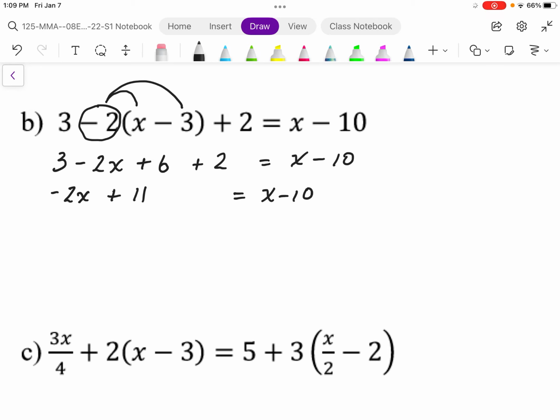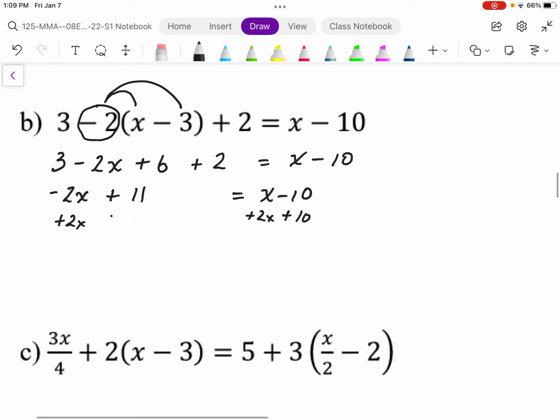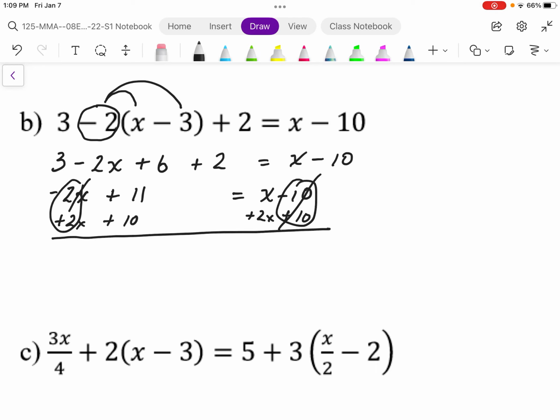So I'm going to get rid of this negative 2x with a plus 2x on both sides. So I use an opposite to get rid of that negative 2x, but I need to make sure I balance it. I need to get rid of this plus 10 on the right-hand side because I want all my x's on the right-hand side, all my numbers on the left-hand side. But again, balance means I have to do the exact same thing to both sides. I've got a 0 pair here. I've got a 0 pair here.